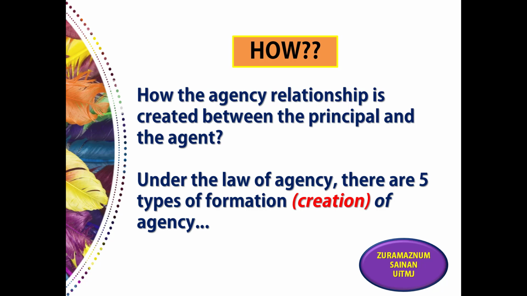Okay, so now we want to know how the agency relationship exists between the principal and the agent. Maknanya kita nak tengok macam mana terbentuknya hubungan agency between principal dengan agent. So under the law of agency, there are 5 types of creation, 5 types of formation of agency. Maknanya ada 5 cara macam mana agency terbentuk antara principal dengan agent. So when the agency is created between the agent and the principal, the principal is bound to the contract made by such agent. So that is the importance of why you need to know how the agency relationship is created between the principal and the agent.